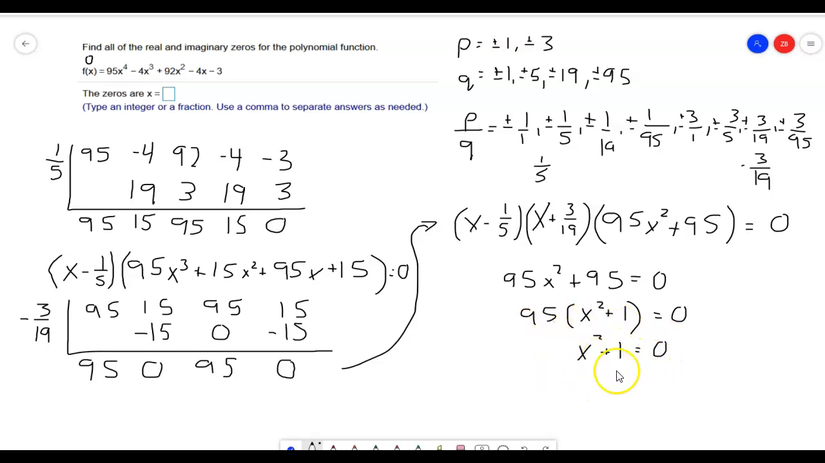Now I am going to subtract 1 from both sides. So x squared is equal to -1. Take the square root of both sides, and I'm going to get x is equal to plus or minus the square root of -1, which is plus or minus i. Remember, the square root of -1 is equal to i.